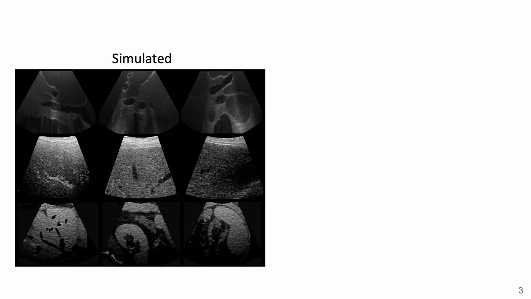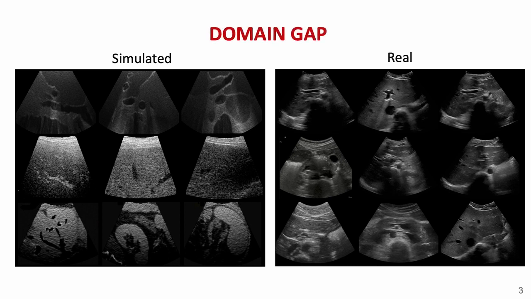Ultrasound simulators can generate ultrasound-like images from CT label maps to overcome the scarcity of training data. They mimic real ultrasound images by simulating the physics of ultrasound image formation. However, models trained on simulations fail when applied to real data due to the domain gap.